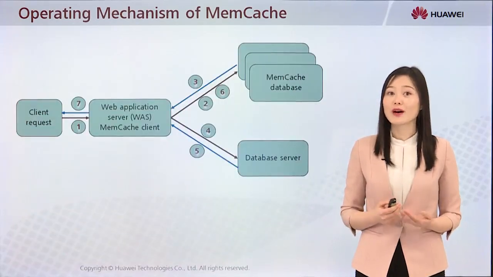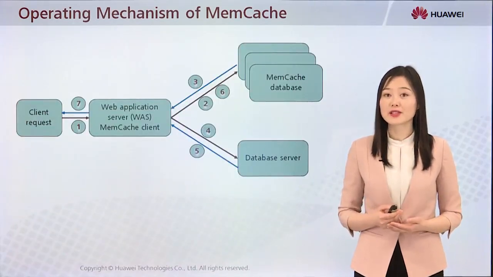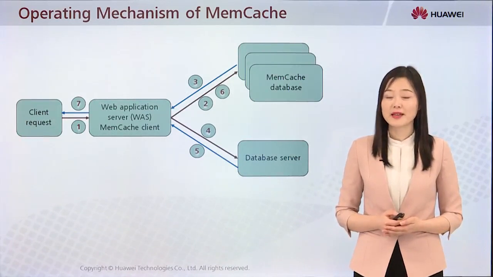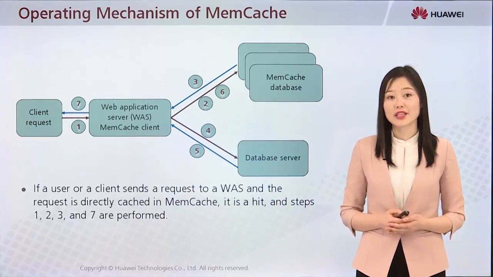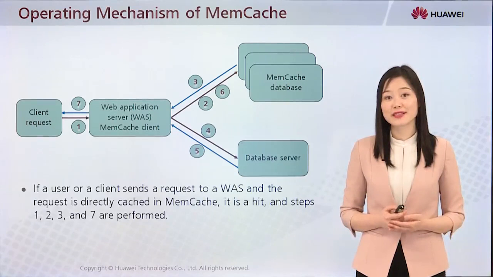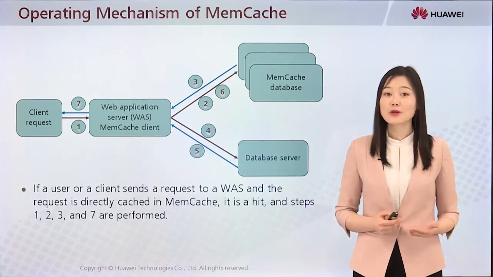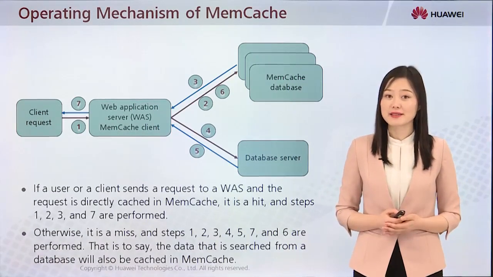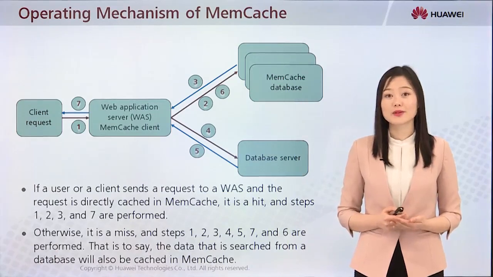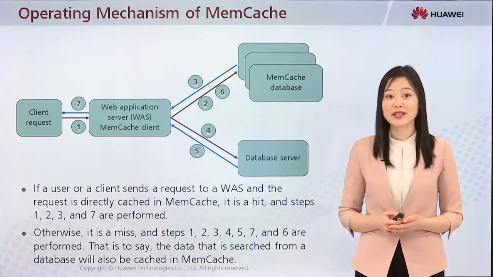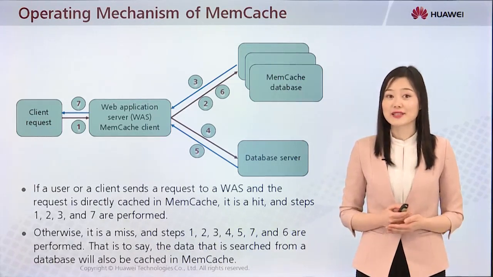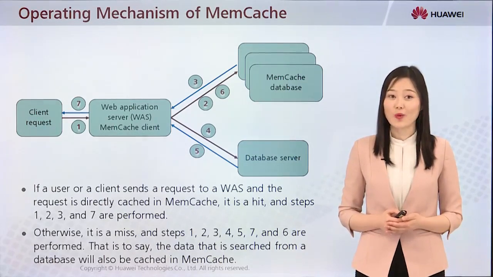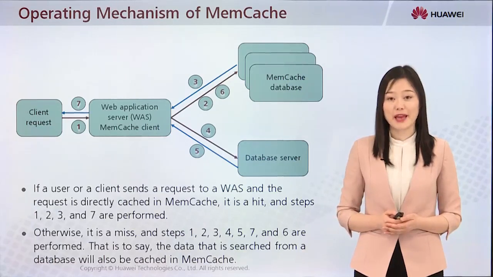If a user or a client sends a request to a web application server, and the requested data is cached in MemCache, it is a hit and steps 1, 2, 3, and 7 are performed. Otherwise, it is a miss. Steps 1, 2, 3, 4, 5, 7, and 6 are performed. That is to say, the data that is searched from a database will also be cached in MemCache.